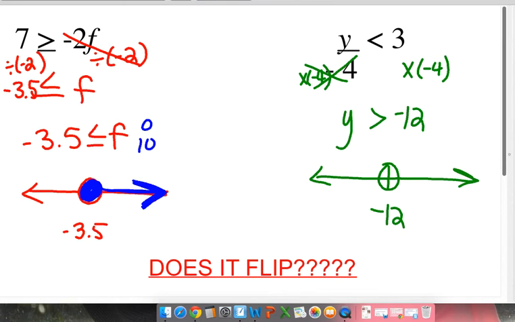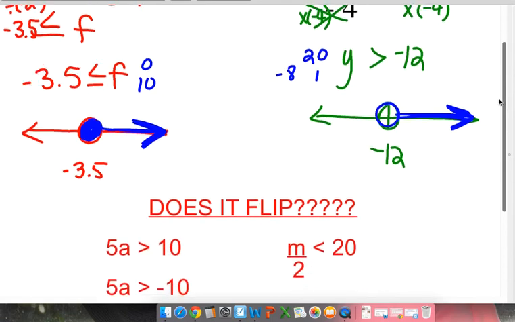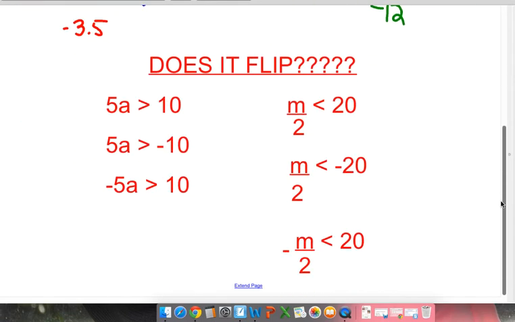Now, let's see. Y is greater than -12. What are some numbers that are more than -12? 20, 1, -8, whatever. All of those are more than -12. Where are those on that number line? They would be going to the right. And I do not shade the circle in. Now, those are the 4 examples that I've done, and we're not going to do any more, but I do have a question for you. Does the sign flip in these examples?